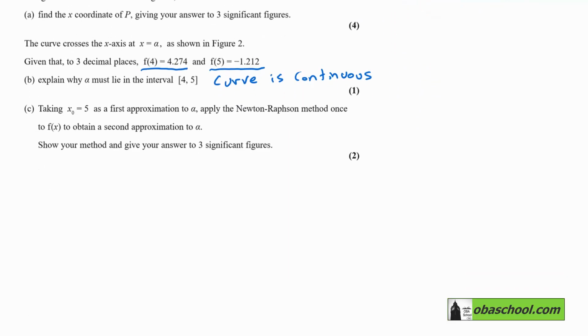Part C, taking x0 equal to 5 as a first approximation to A, apply the Newton-Raphson method once to f of x to obtain a second approximation to A. So, Newton-Raphson formula is xn plus 1 is equal to xn, take away f of xn divided by f dashed of xn. So x1 is going to be x0, which we're told to take as 5.